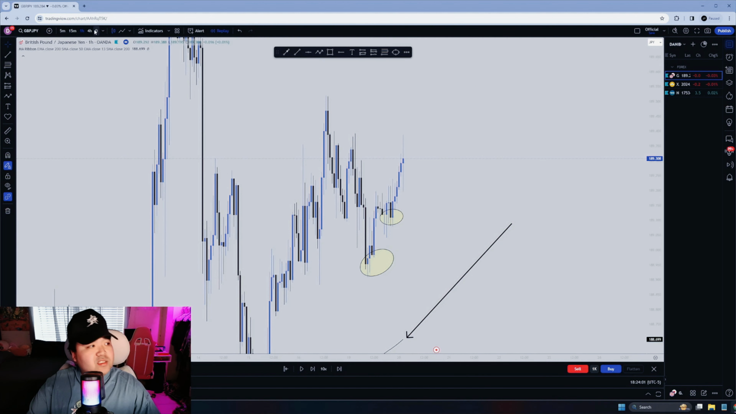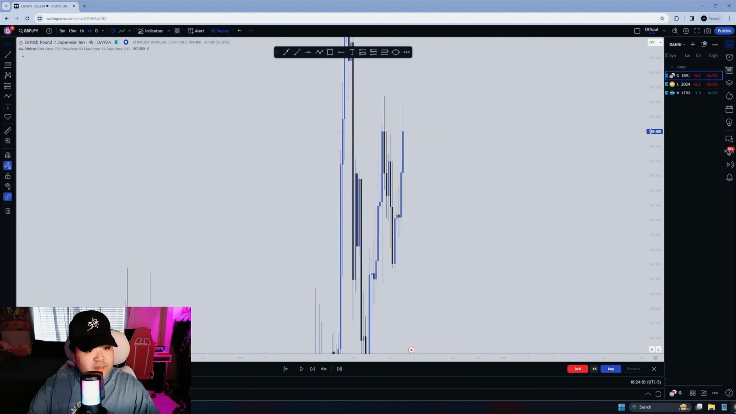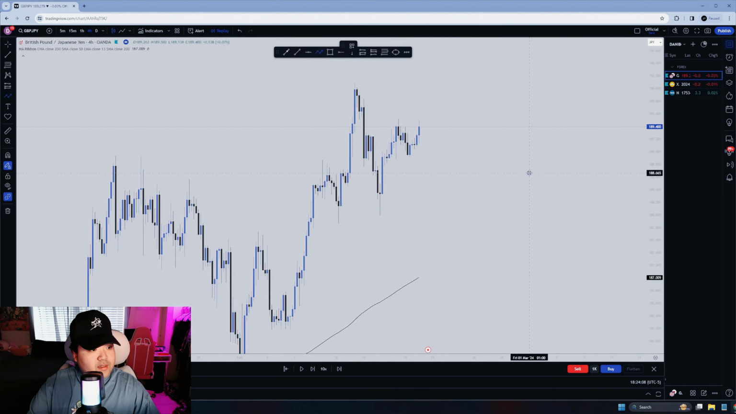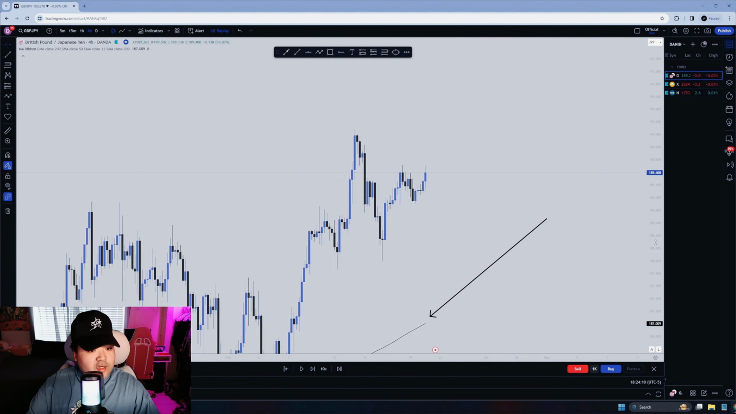Once I understood that, let's go to the 4 hour. As I'm on the 4 hour, this is what I see. I see that we are above the 200, okay? And we're also not taking out any lows.